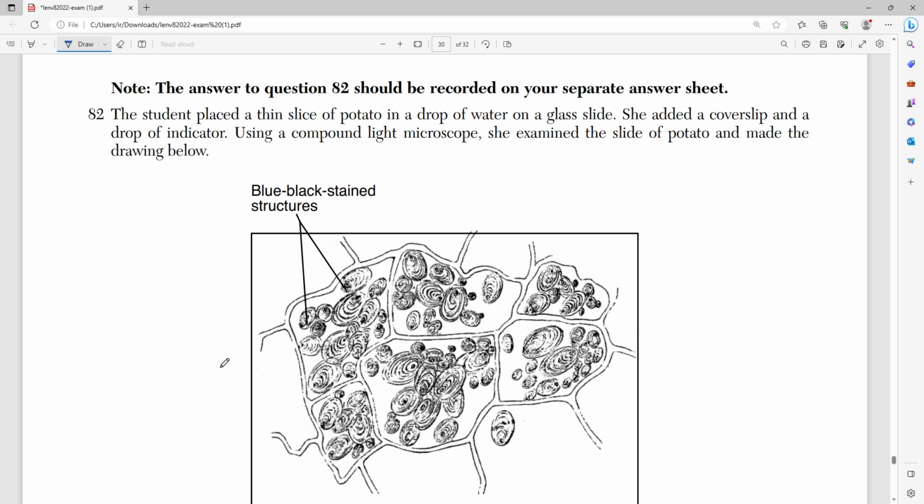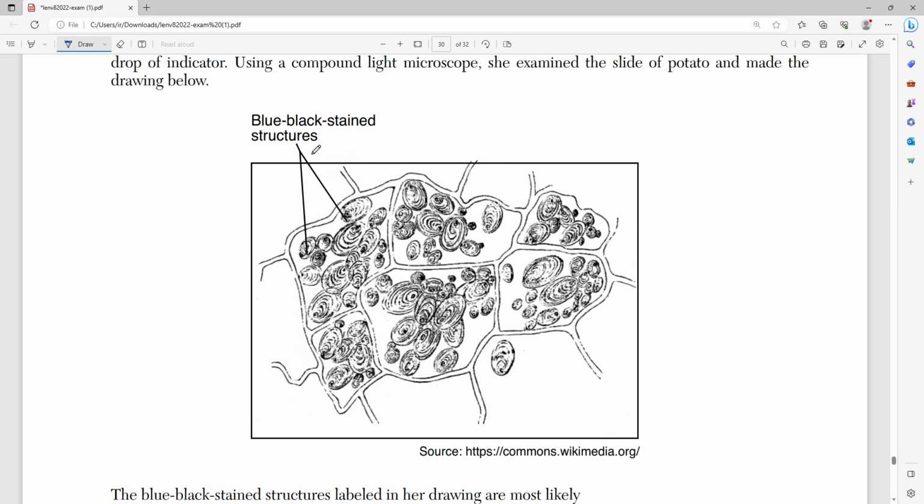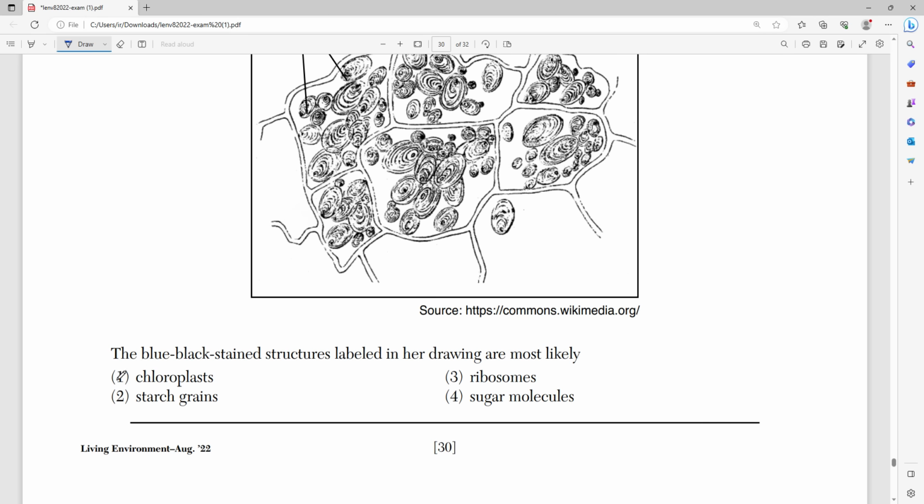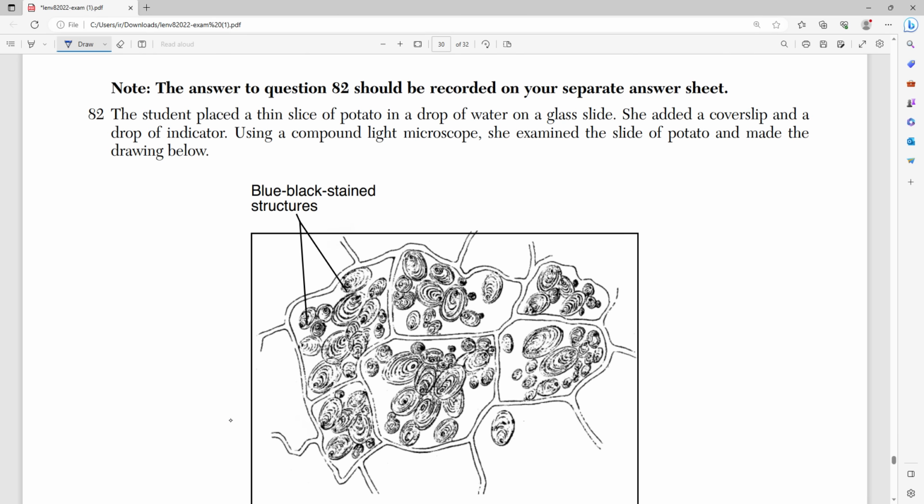Number 82 says that a student placed a thin slice of potato in a drop of water on a glass slide. She added a cover slip and a drop of indicator. Using a compound light microscope, she examined the slide of a potato and made the drawing below. Right? So here we have black stained structures. These are potato cells, right? The blue-black stained structures labeled in her drawing are most likely what? Right, so we have a bunch of them, and we have the actual cells, right?